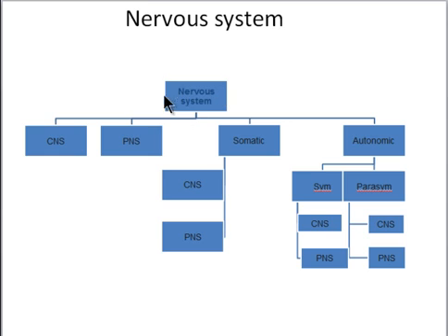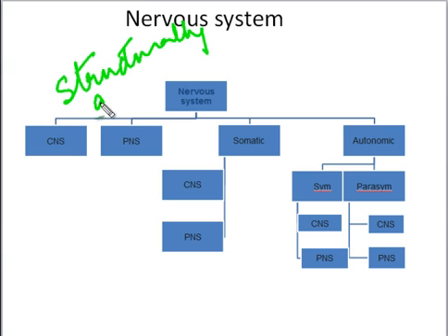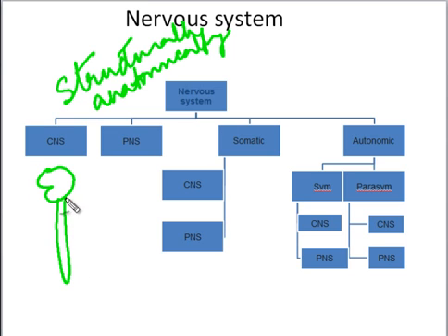So when you look at the nervous system, you divide it into two parts. One is, this is structurally, or what is known as anatomically, meaning where it is placed. You divide it into a central nervous system, which consists of the brain and the spinal cord. So it's in the central axis. So this is brain and spinal cord.